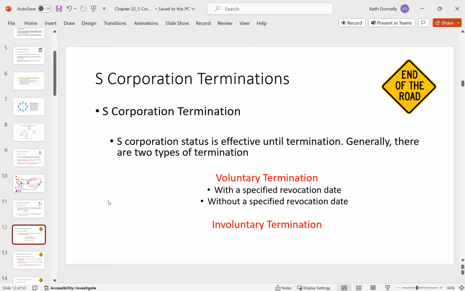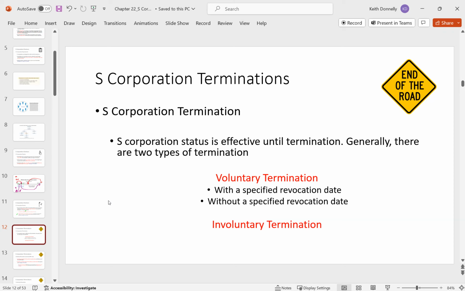All right, so we talked about forming an S Corp. That's great. You have to make that election. We talked about the timing there. Now let's talk about the back end, looking at the end of the road, where things are coming to an end. How do we terminate our S Corp status? It's like the Terminator: "I'll be back." Well, it's more like "I'll be gone," because it's over.